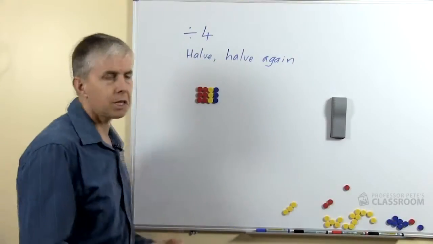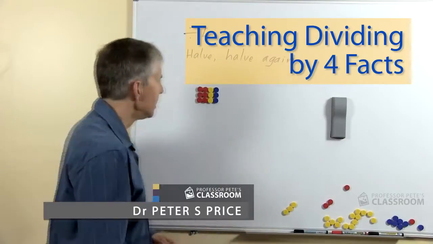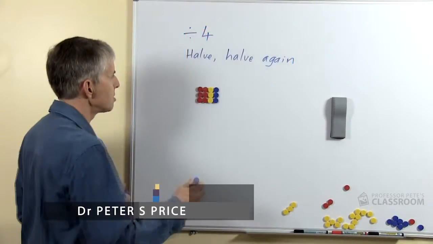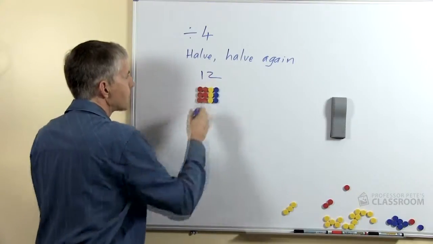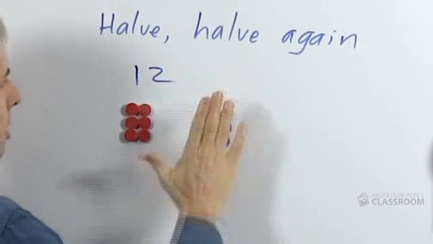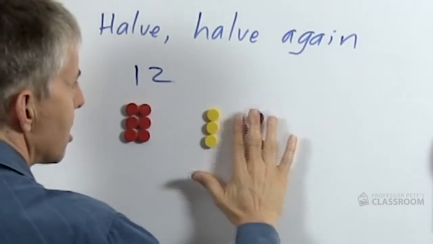The recommended strategy that we have this time is to halve a number and halve it again. This is the reverse of doubling and then doubling again for 4 times. So here's an example. If we have 12 and we say, what's half of 12? Students should be able to do that. Half of 12 is 6. And what's half of 6?